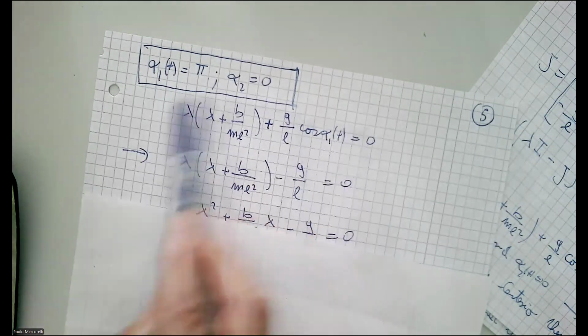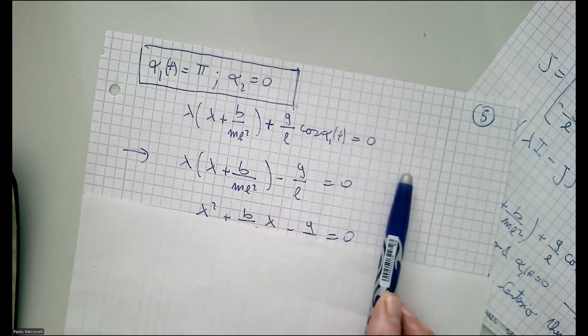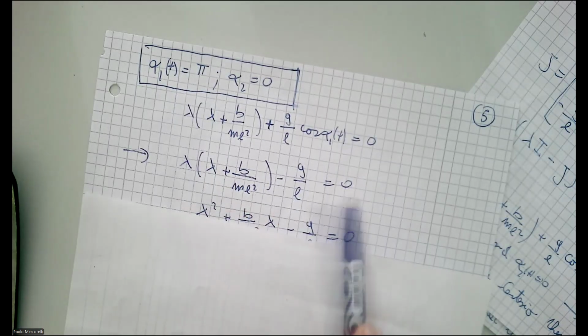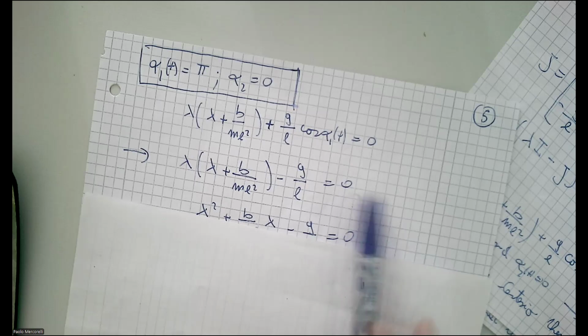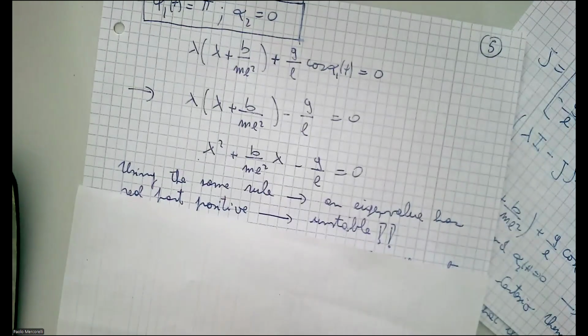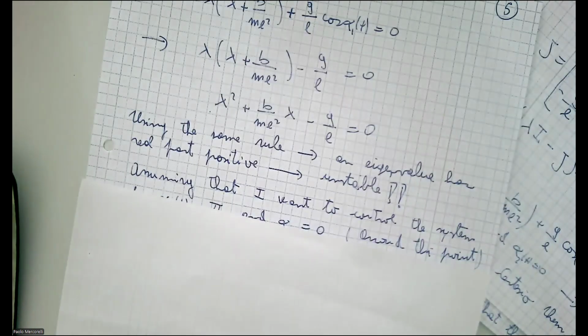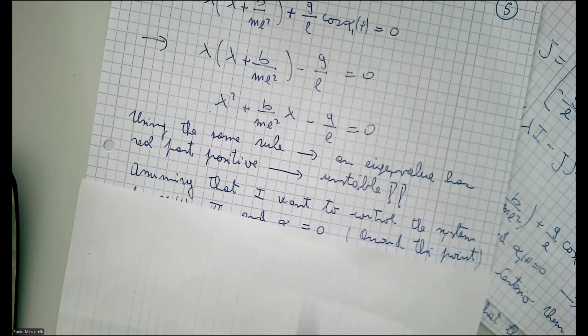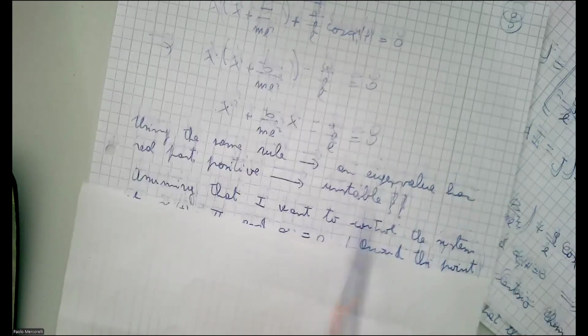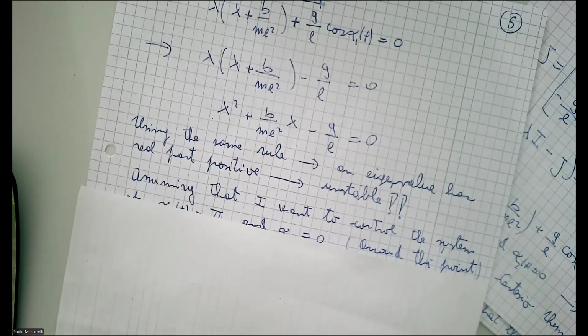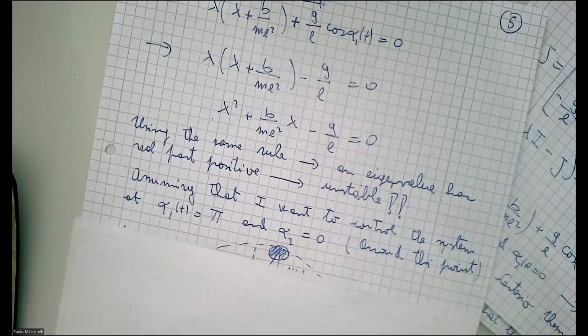What happens at pi, 0? I will calculate the characteristic polynomial at pi, 0. I will have this equation here. In accordance with the Cartesian theorem, we have an eigenvalue with positive real part, unstable. Unstable means that I will go far away from the equilibrium point. In this case, it means I will end up in the other equilibrium point. Okay.